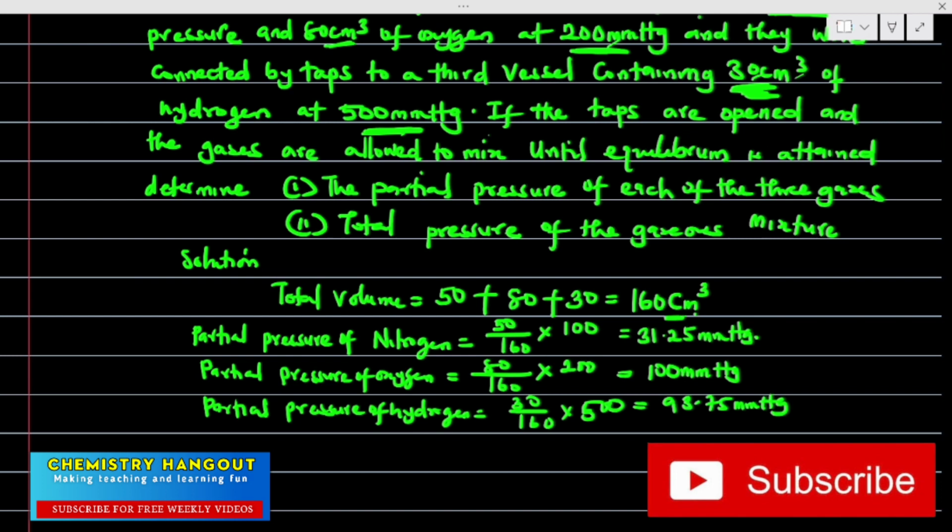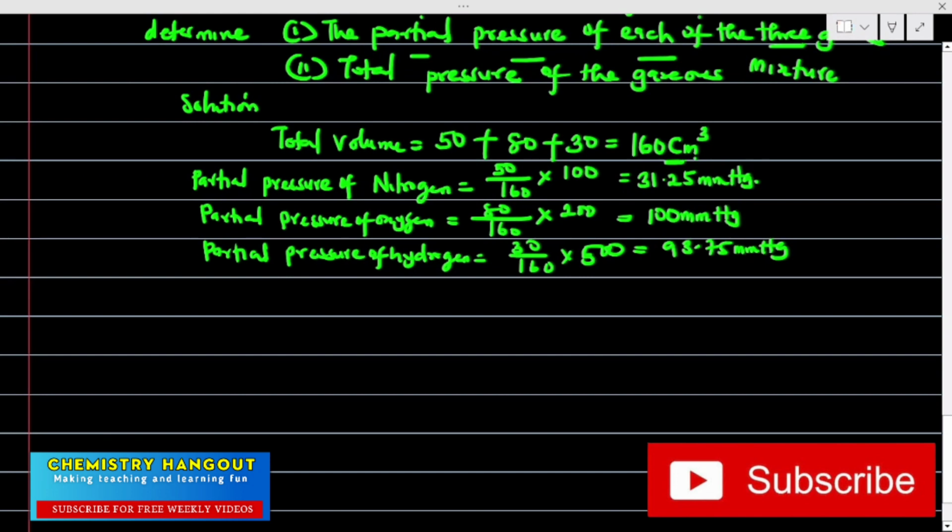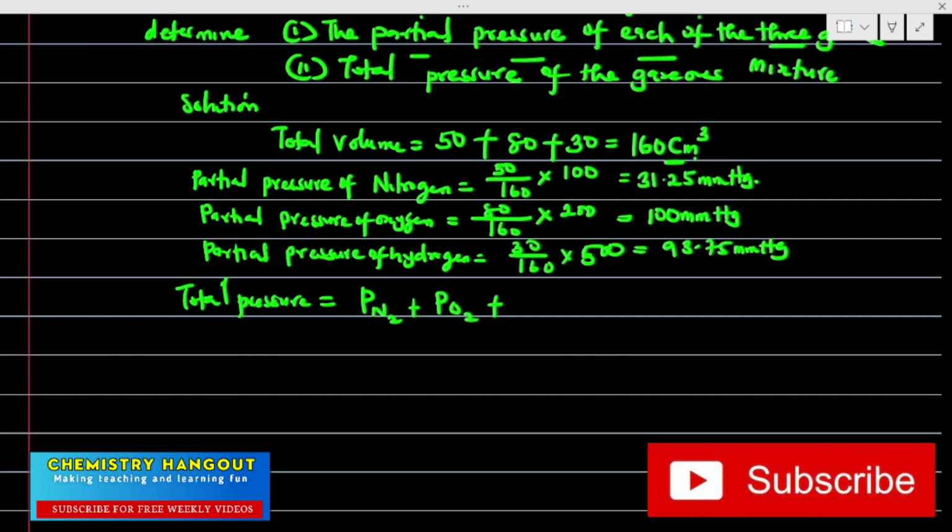So we have answered this question. The partial pressure of each of the three gases has been done. Very simple, just understand the procedure. Now they are asking us to look for the total pressure. That one is much easier. The total pressure is going to be the partial pressure of nitrogen gas plus the partial pressure of oxygen gas plus the partial pressure of hydrogen gas.